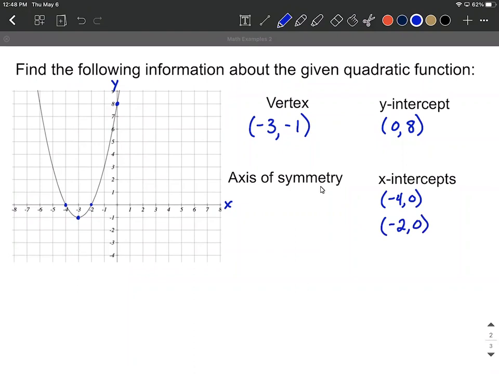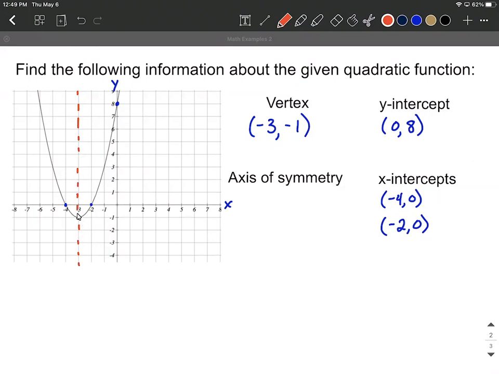Last thing we need to find is the axis of symmetry. The axis of symmetry is this line that if we were to draw it in, we typically use a dashed line to indicate where it's at. It's going to cut our parabola directly in half, meaning the left-hand side and the right-hand side of this are mirror images across this line, the axis of symmetry. So remember, that's going to be a vertical line.